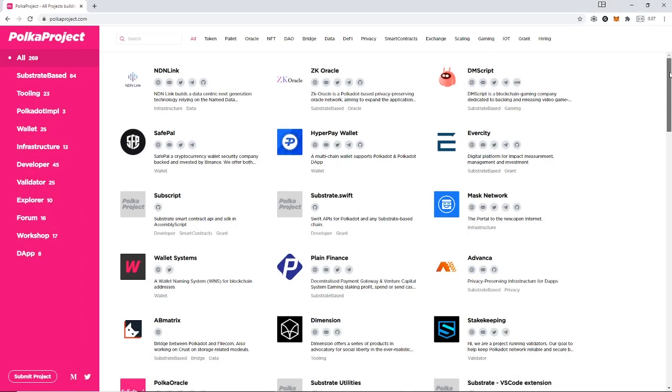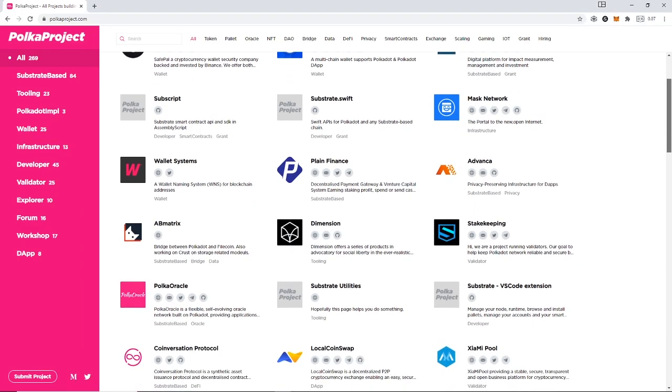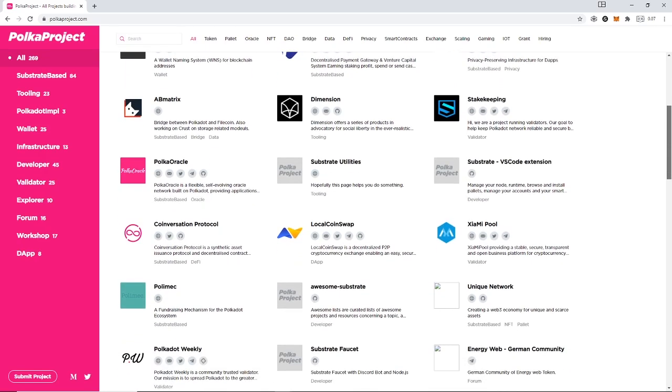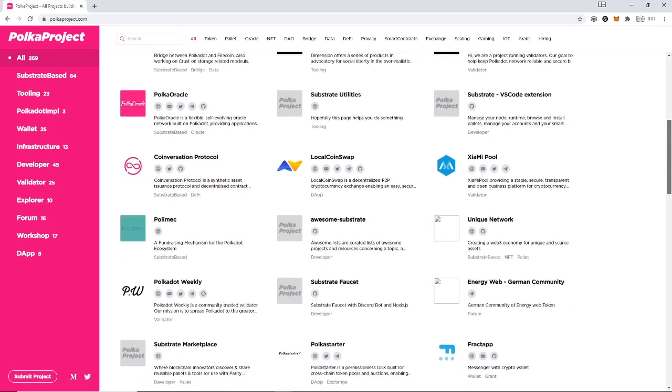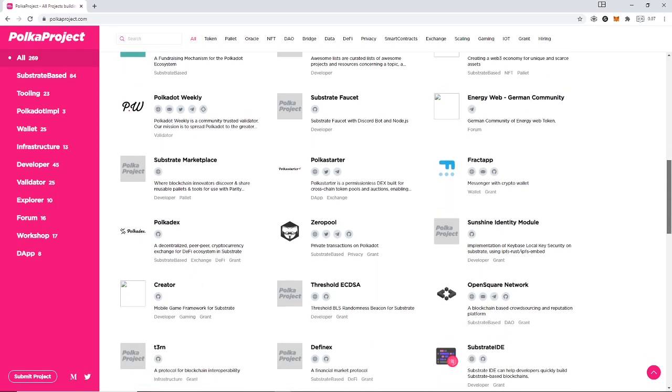Polkadot is a very active blockchain platform since it has more than 267 projects built under the Polkadot network. If you are interested, you can visit polkadotproject.com to learn more about these blockchain projects.